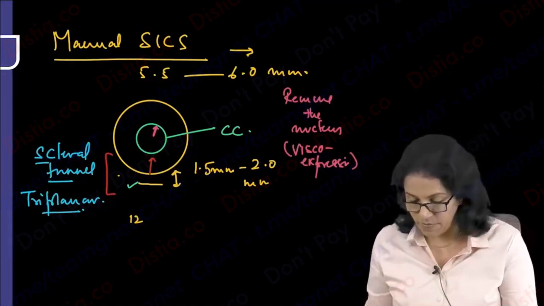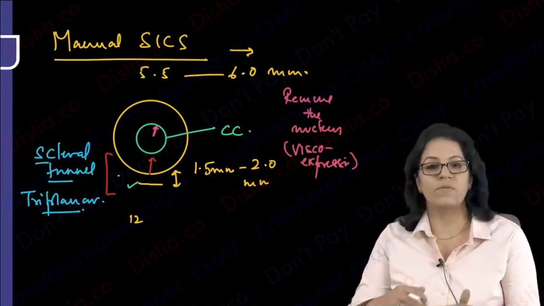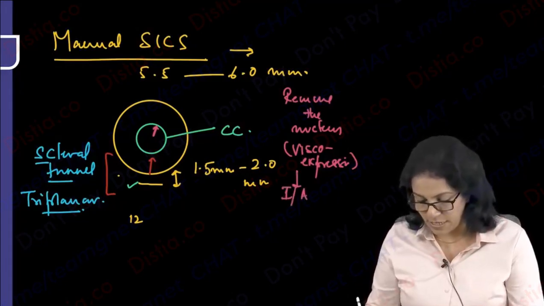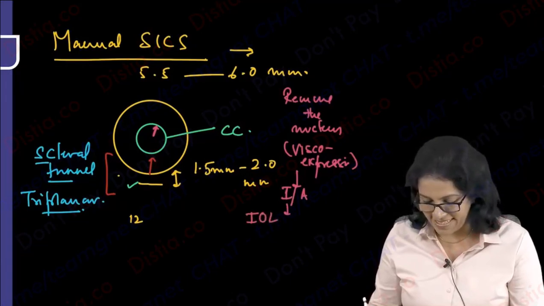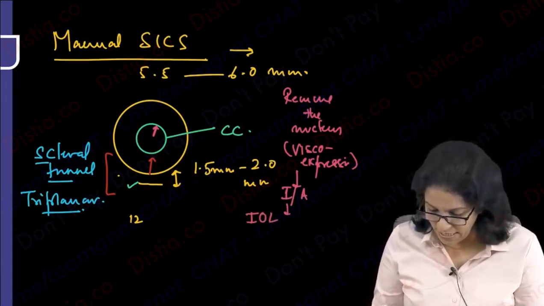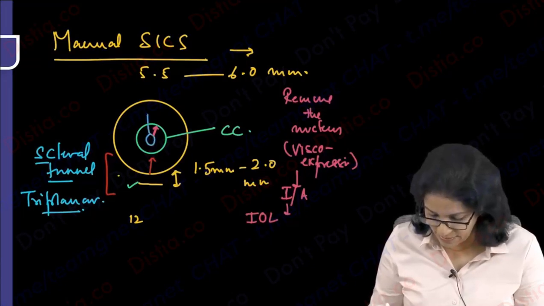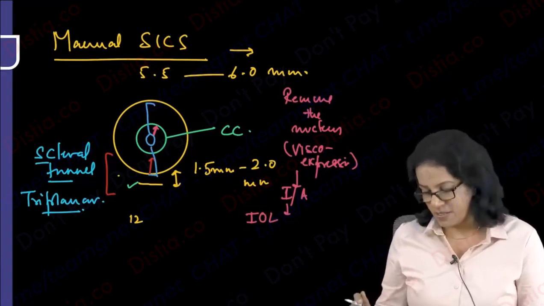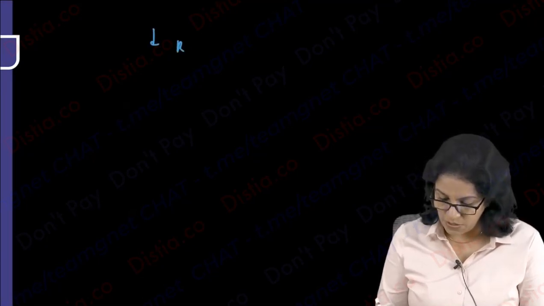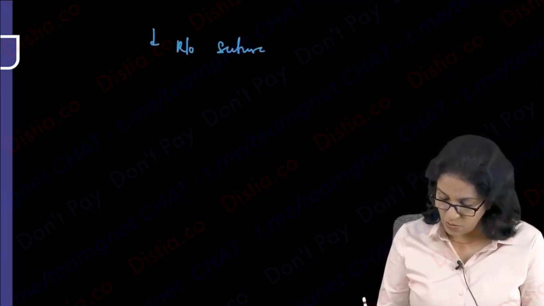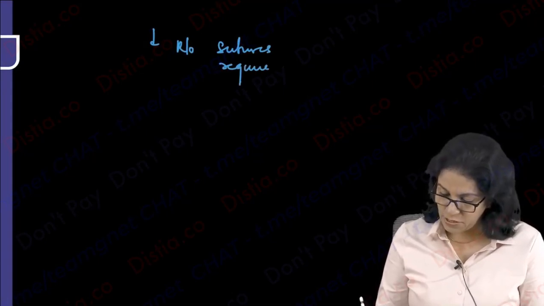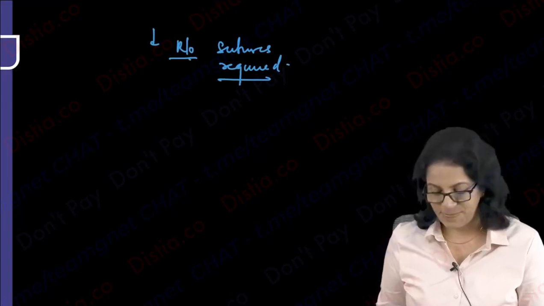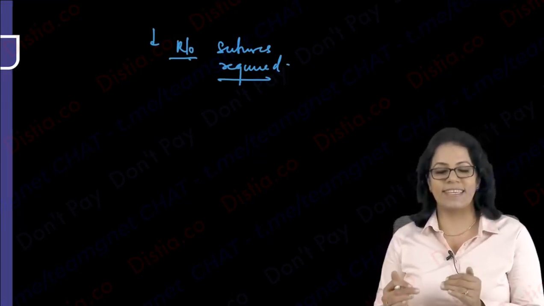Once you have taken it out, we clean the bag with irrigation aspiration. So we go for IA, irrigation aspiration, and we put the intraocular lens. What about the last step? Do we need any suturing? No, that is the best part of it. If you have done it nicely, no sutures required. And this shows that the post-operative astigmatism is negligible or not at all. This is your SICS.